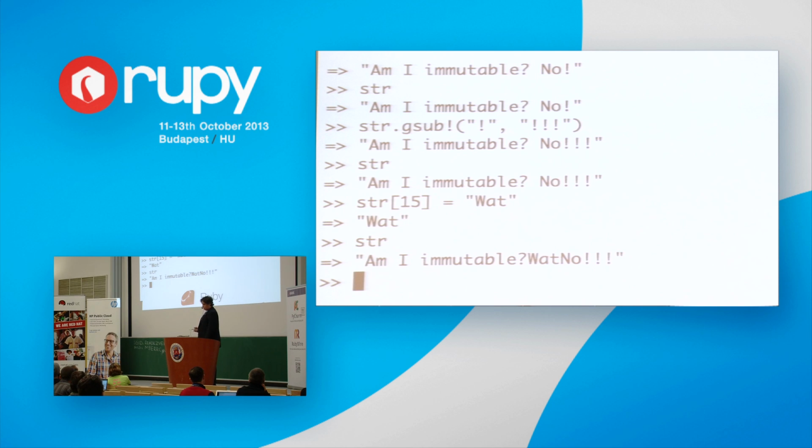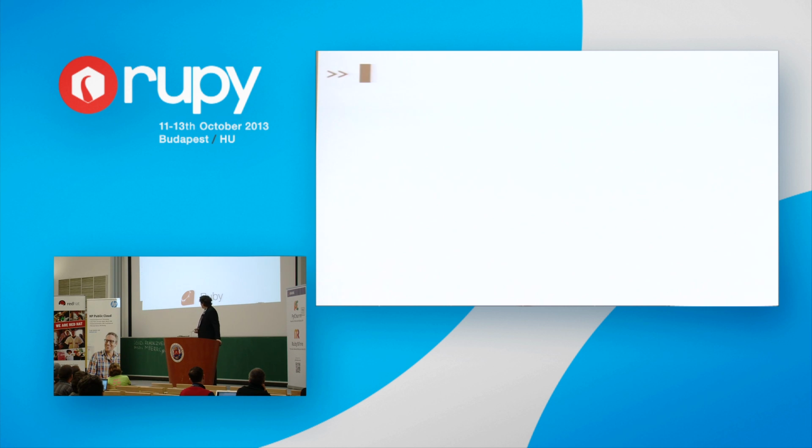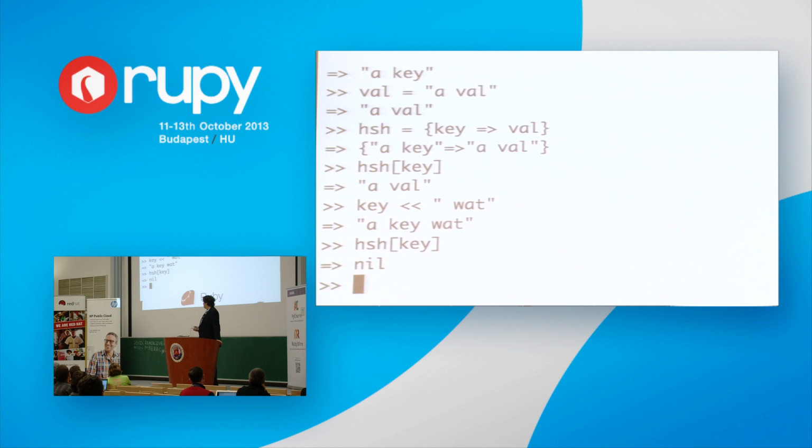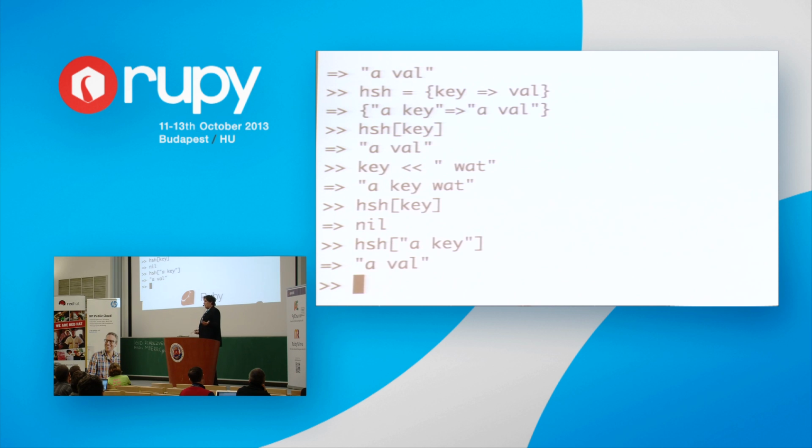So here's our first mutable data structure, Ruby strings. And right away that opens up some interesting fun things we can do. For example, we can make a key and a value, make a hash out of that. And of course, when we access the hash with the key, we get the value because that's the key. But when we change the key, it stops working because now the value of the key has changed. But some other string which has the same value as our key had before does work.